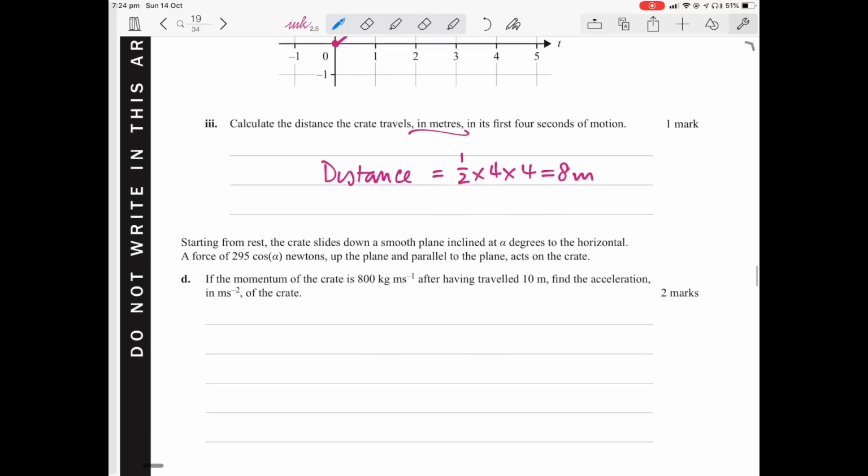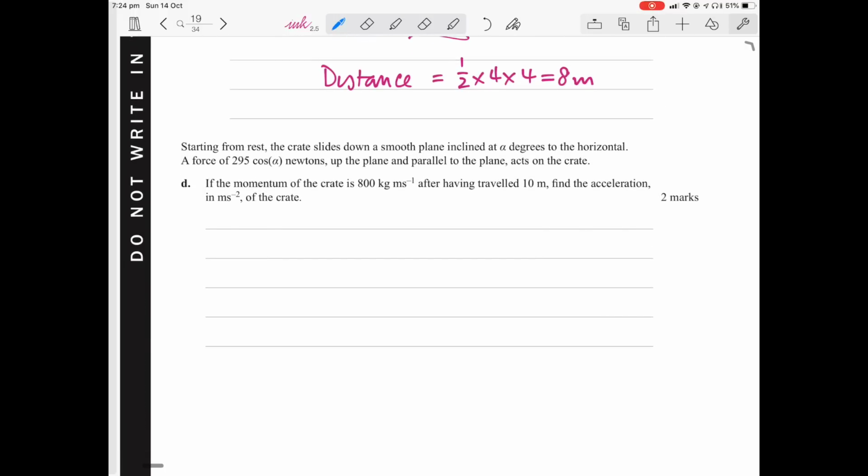Okay. Starting from rest, the crate slides down a smooth plane inclined at alpha degrees to the horizontal. A force of 295 cos alpha newtons up the plane, parallel to the plane, acts on the crate. Okay, so let's have a look. There's my plane, alpha degrees to the horizontal, so there's alpha. That's alpha. That is 295 cos alpha. That's my normal force.